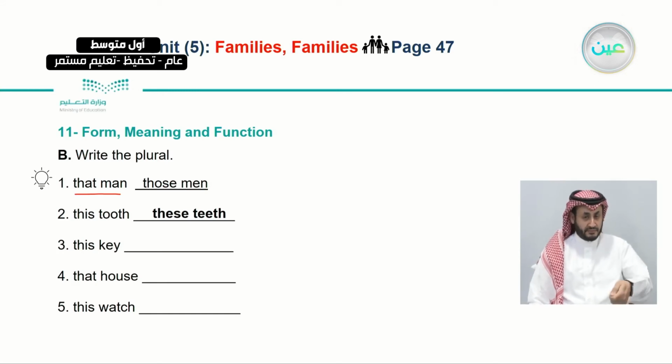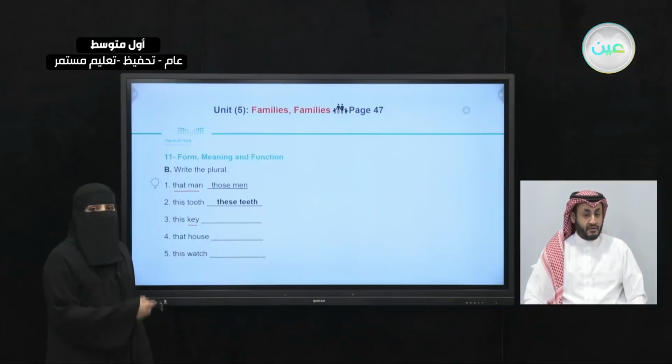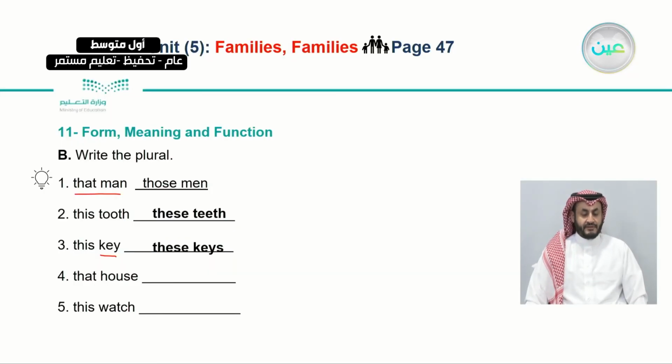This key. What should I do here? I have a vowel followed by Y, so I just add an S. Good job. These keys. This tooth, these teeth. This key, these keys. That house. Those houses. Did you notice something here? I just added an S.